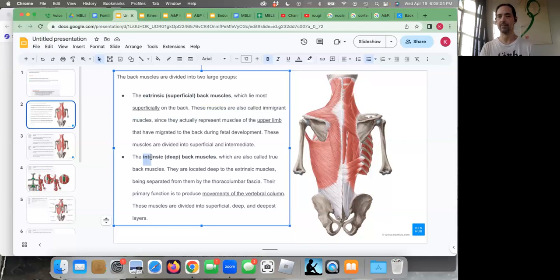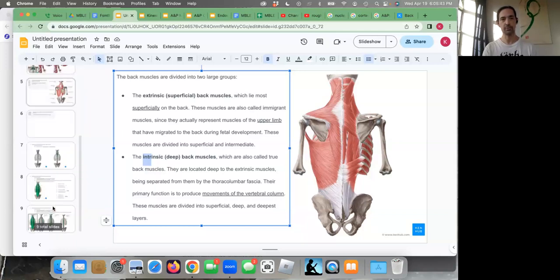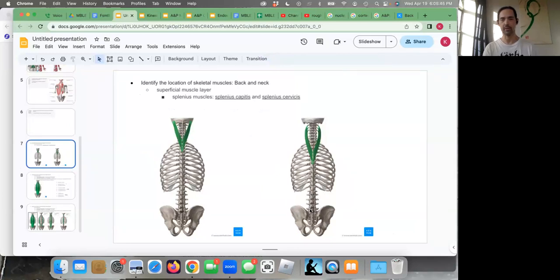Then there's the intrinsic back muscles, and those are the ones that attach directly on the spine. They begin and end on the spine, and they are responsible for the movements of the vertebral column. The intrinsic muscles also have attachments to the ribs, which are called the costal area, or the costa are the ribs. And then they have attachments to the pelvis, like the ischium down here, to the sacrum, and they have attachments to the base of the skull. So those muscles are not strictly attached to the spine. They're attached both to the spine as well as the structures above and below the spine.